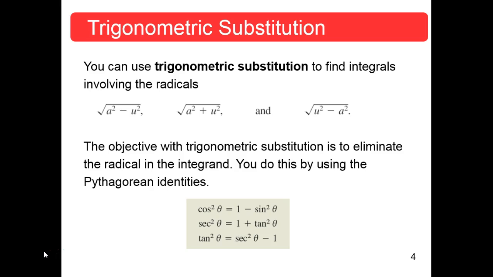Or secant squared theta is 1 plus tangent squared theta. Bingo, like this. 1 plus u squared. And that's the square root. This is where these come from. Now, on this one with the plus, it doesn't matter which order you do it. So don't think just because you have u squared plus a squared, it's different. It's just like tangent squared plus 1. So it doesn't matter. Okay?